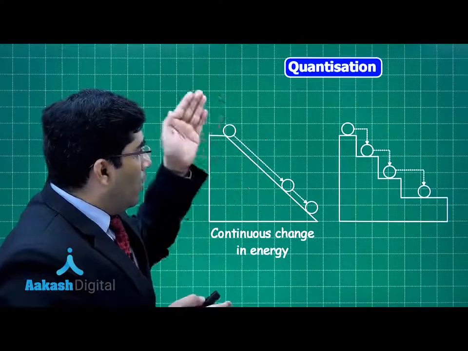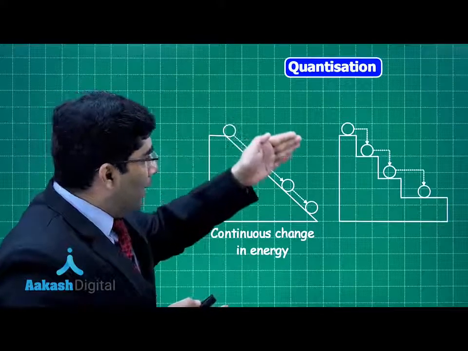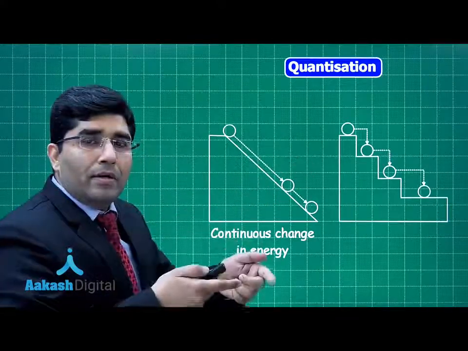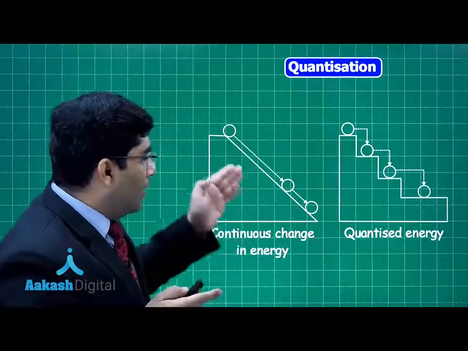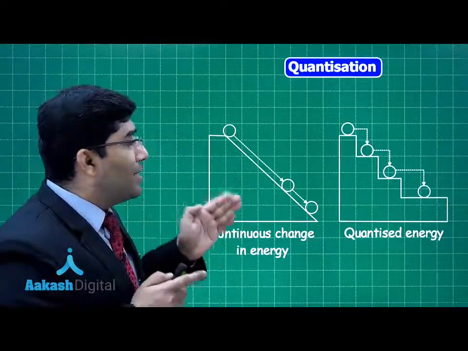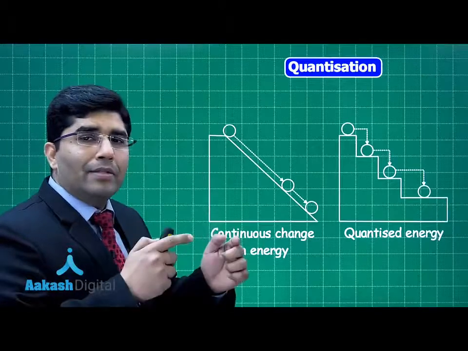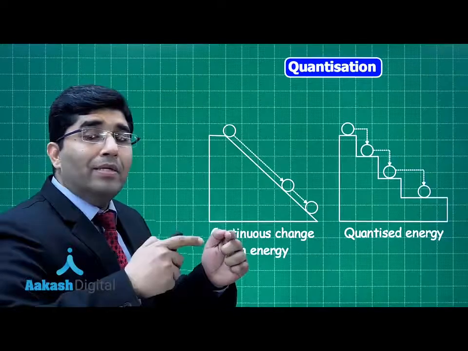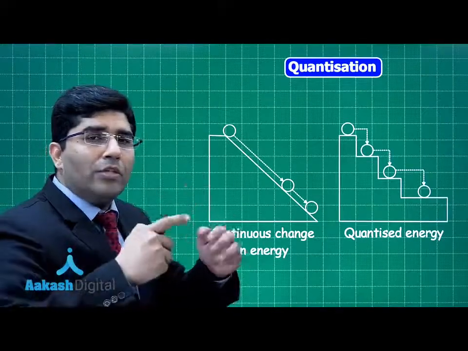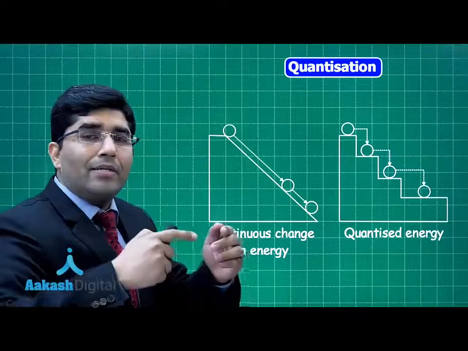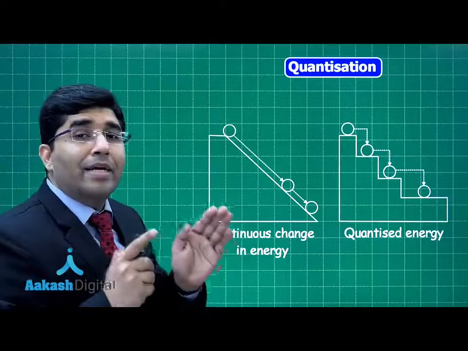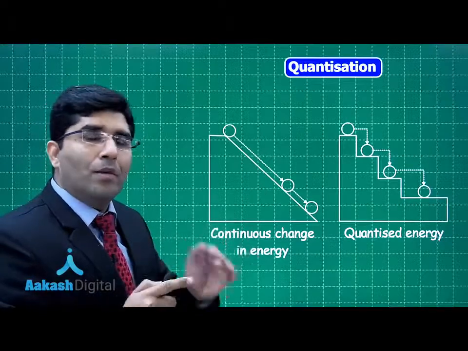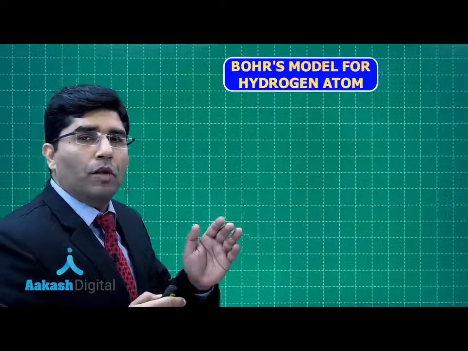Decrease or increase in steps is called quantization. So you can say that this is quantized energy. That means energy is quantized, meaning it is in steps. It is not continuous. It is in steps like a staircase. Right? Let's move on to Bohr's model.